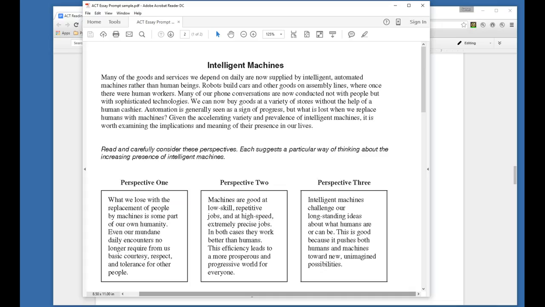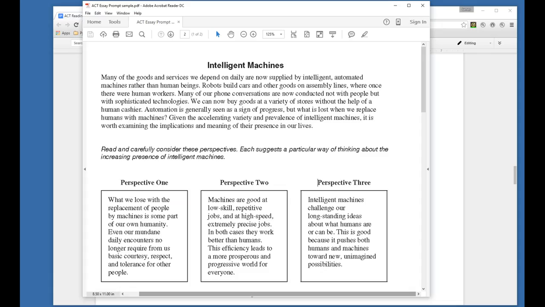Many of the goods and services we depend on daily are now supplied by intelligent automated machines rather than human beings. Robots build cars and other goods on assembly lines where once there were human workers. Many of our phone conversations are now conducted not with people, but with sophisticated technologies. We can now buy goods at a variety of stores without the help of a human cashier. Automation is generally seen as a sign of progress, but what is lost when we replace humans with machines? Given the accelerating variety and prevalence of intelligent machines, it's worth examining the implications and meanings of their presence in our lives.